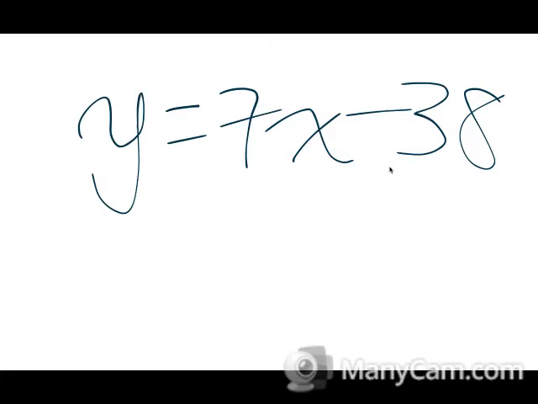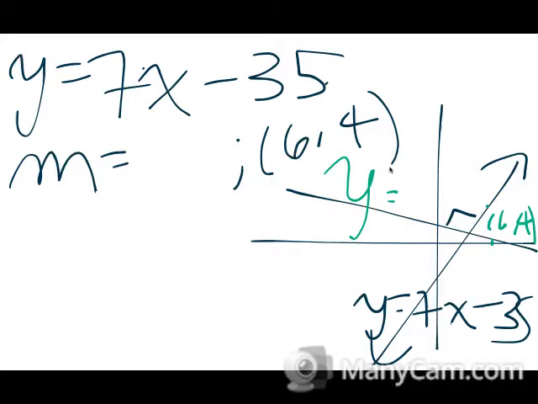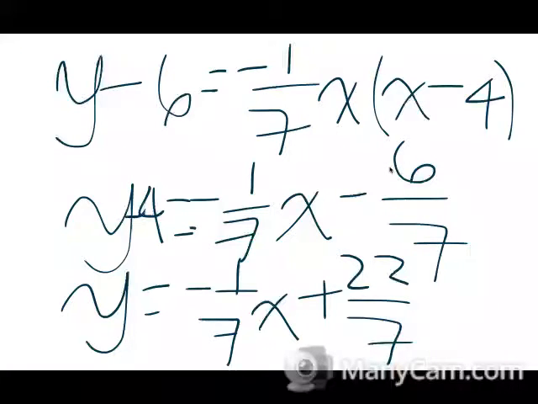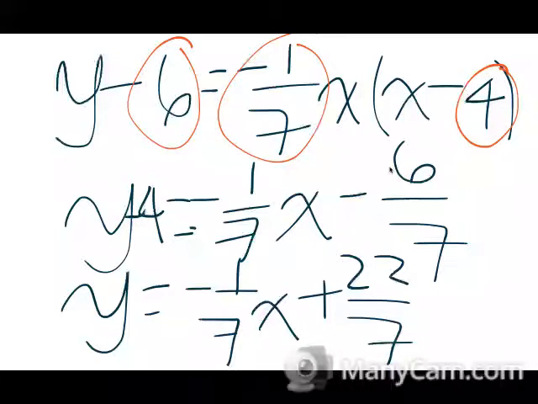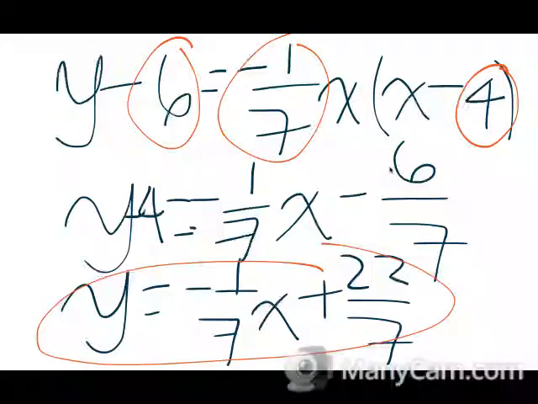So now we want to find one that's perpendicular. Now remember, perpendicular is a negative reciprocal. So the reciprocal of 7 is 1 over 7. And take the negative of 1 over 7, you get negative 1 over 7. And then our point using point slope form, our x0 and our y0. So when we plug it in, our y0, our m, and our x0. When we do all the math, your equation is y equals negative 1 over 7x plus 22 over 7.